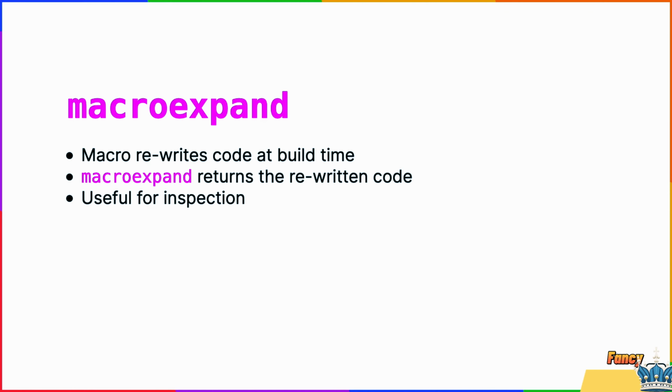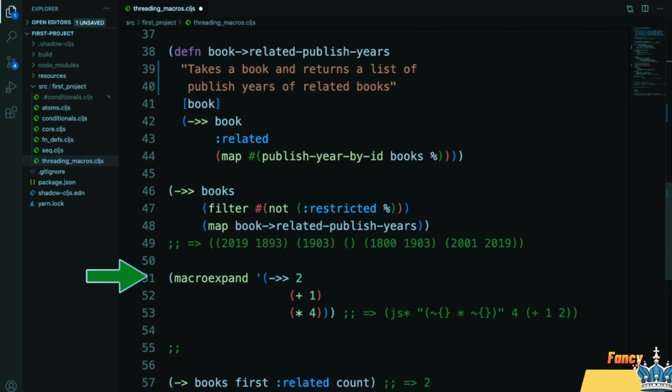There is no performance cost associated with using a macro because macros rewrite your code at build time. You can check what your code would be rewritten to using the macroexpand operation. The part with string and JS star is just a conversion so that the result is suitable for JavaScript. But you can see how plus is called with 1 and 2.